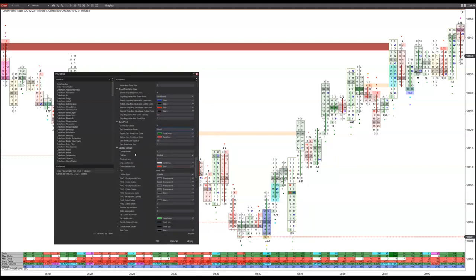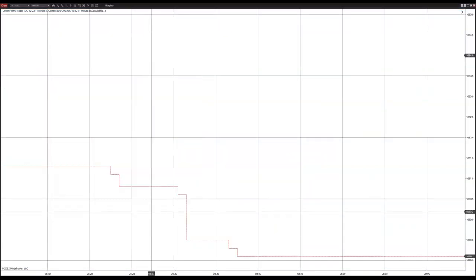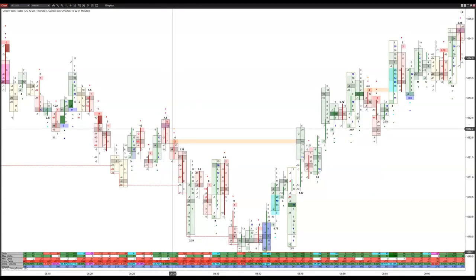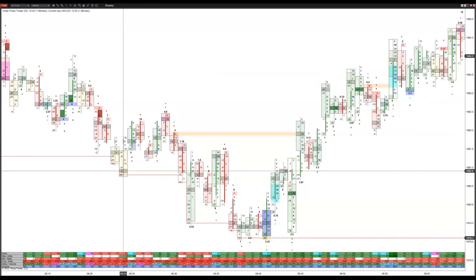Now the ladder content, right? You have your normal bid ask. You could also have a delta footprint. You just change it from bid ask to delta, and it'll give you the delta at price. This is horizontal delta, at this price of 18, 16, 80, 90.